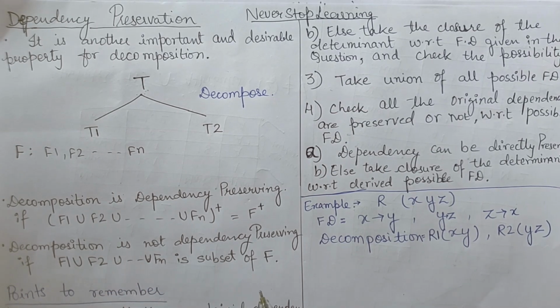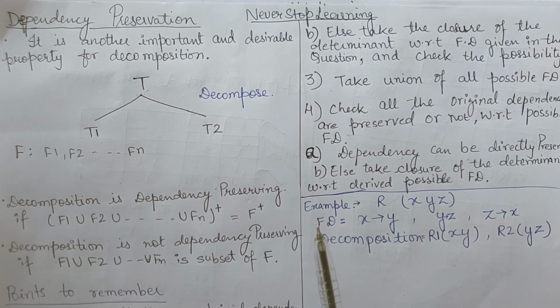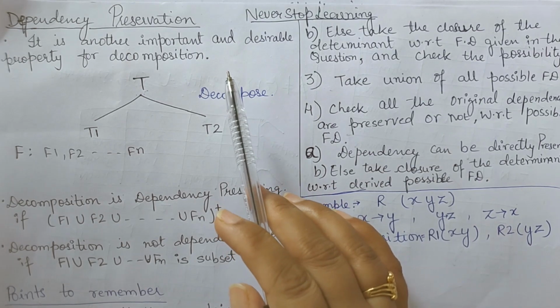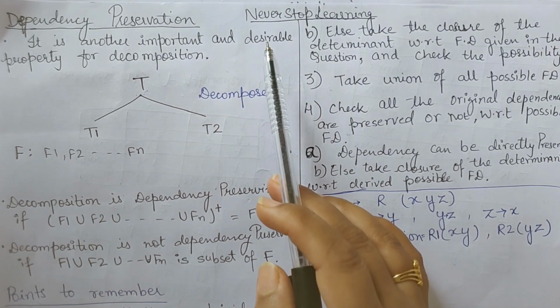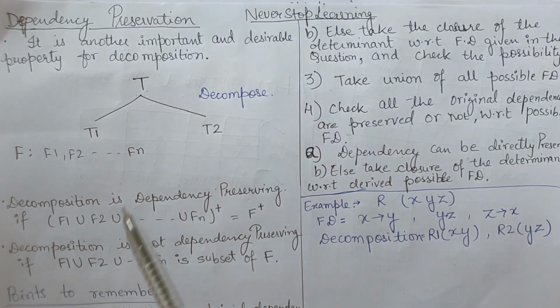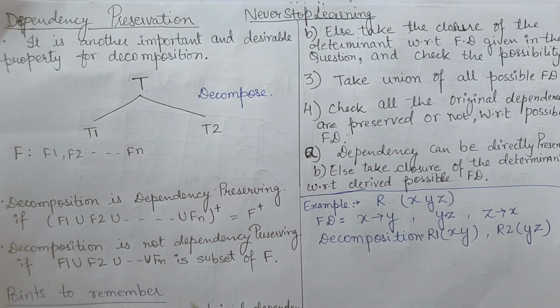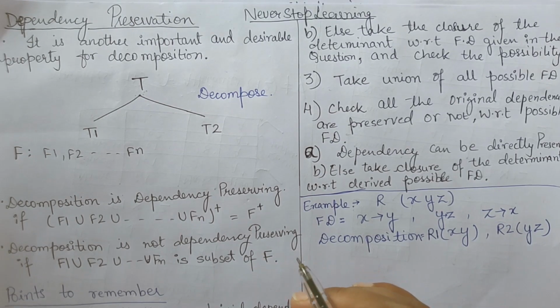Now, here we have dependency preservation, which is another important property, since a dependency is a constraint on the database. So it is an important and desirable property. It is not a mandatory property. It should be there, but in some cases we can lose the dependency also. But we try our best to decompose a table in such a way that the dependency is not lost. We should not lose the dependency.